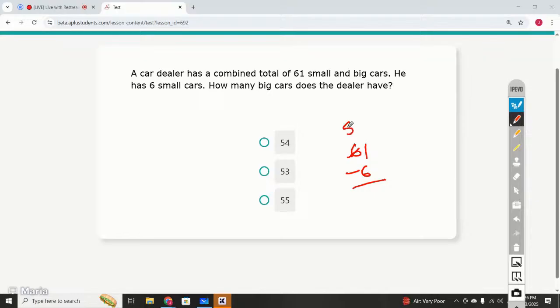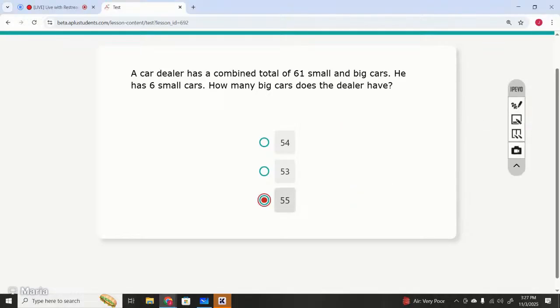So we need to borrow 1. The borrow makes it 11. 11 take away 6 is 5, and 5. That is 55. So the correct option is 55. Option number 3 is the correct option.